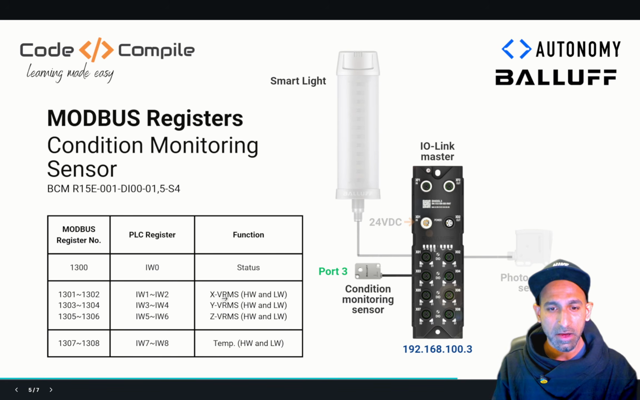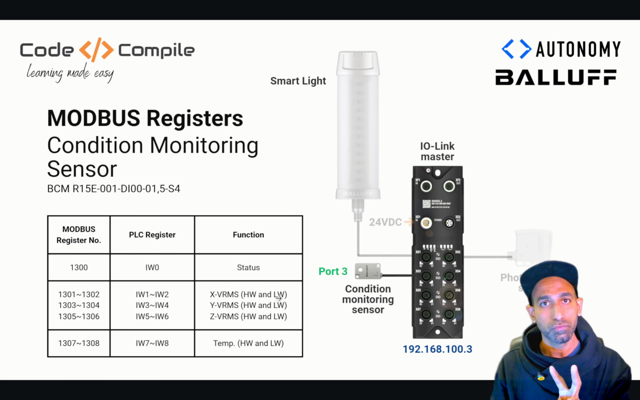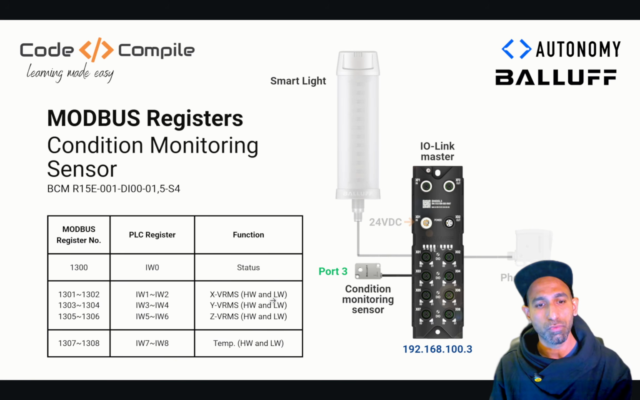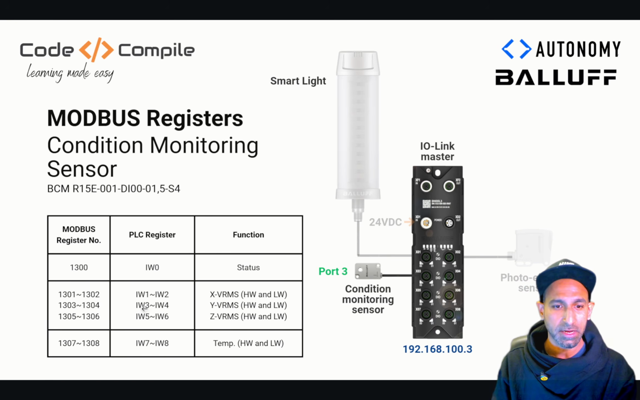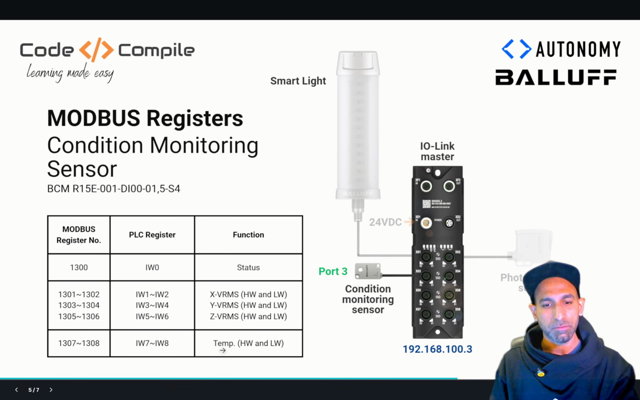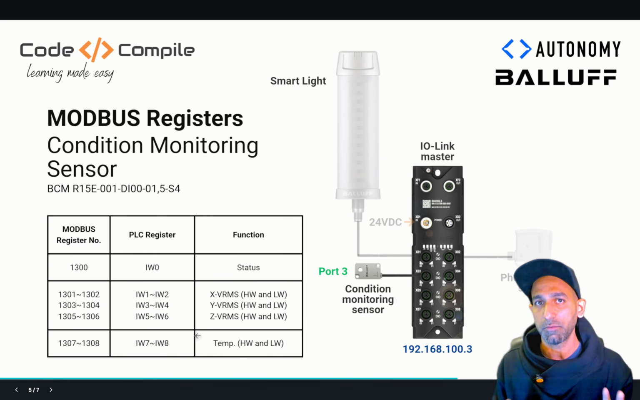So my VRMS has 2 registers, high word and low word, so 2 word registers. IW1 has a high word and IW2 has a low word. Similarly, VRMS also has 2 registers, IW3 and IW4, and VRMS also has 2 registers, IW5 and IW6. And then you have temperature, which also has 2 registers, IW7 and IW8. So I have 8 registers that I'm going to use.